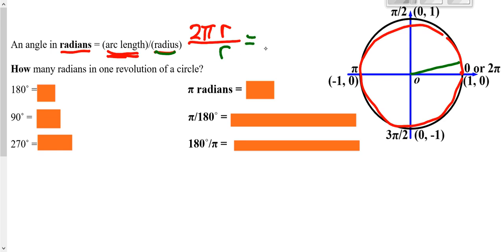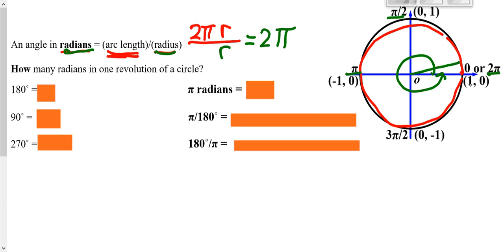So to go all the way around, my r's would drop. It would be 2 pi. So to go once around in radians is 2 pi, so that's why you see 2 pi listed here. So if I went all the way around, it would be 2 pi. If I only went halfway around, then it would be pi. If I only went a quarter of the way around, it would be half of that, which would be pi over 2.